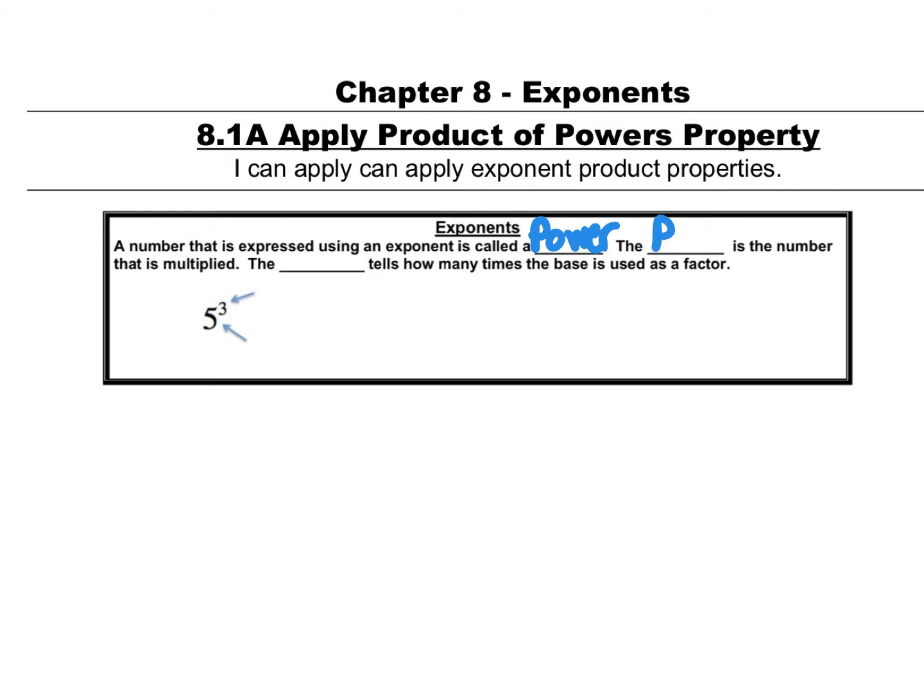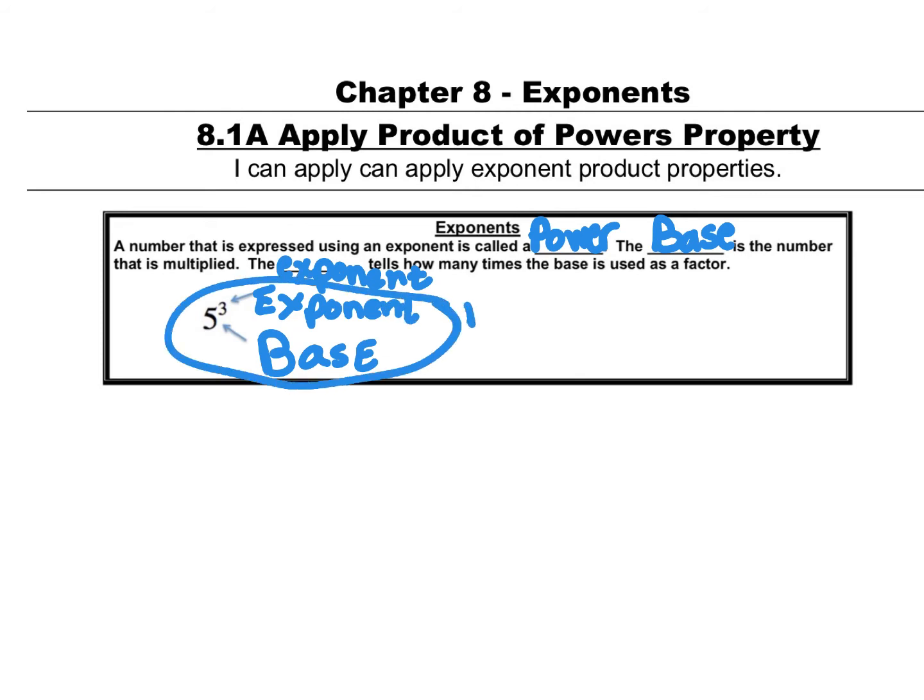The base is the number that is multiplied. And the exponent tells us how many times the base is used as a factor. So in this 5 to the third power, the 5 is the base, the big number is the base, the 3 is the exponent, and the whole thing is the power.